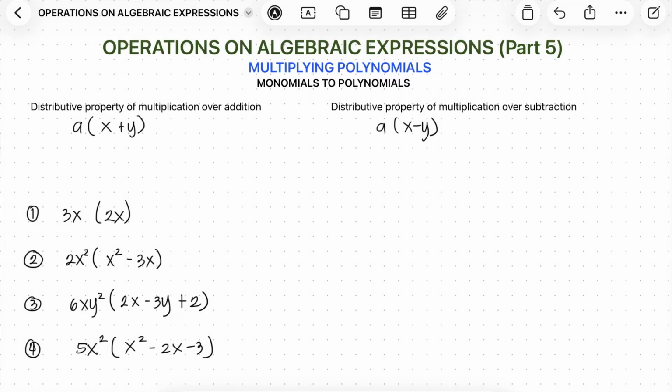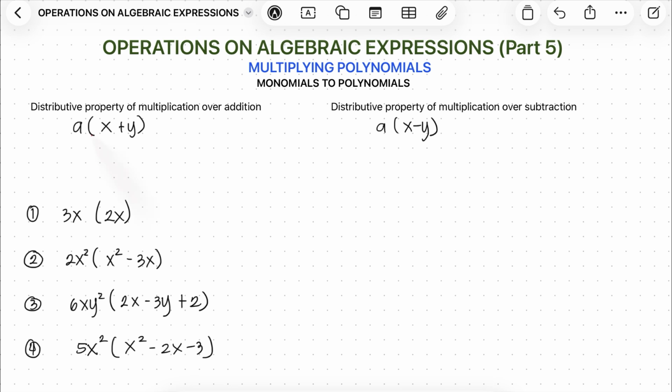In this video, you will be learning how to multiply polynomials, specifically monomials versus any other kinds of polynomials. Before we move to that, in your elementary grade levels, you might have learned about the distributive property of multiplication over addition or the distributive property of multiplication over subtraction. So let's just have a recap on that.